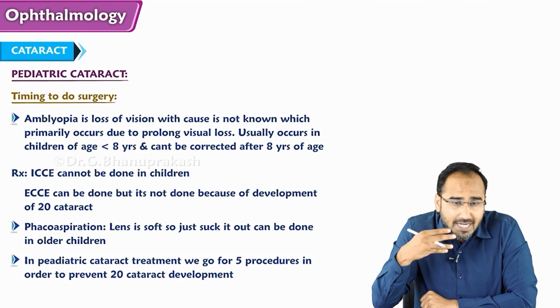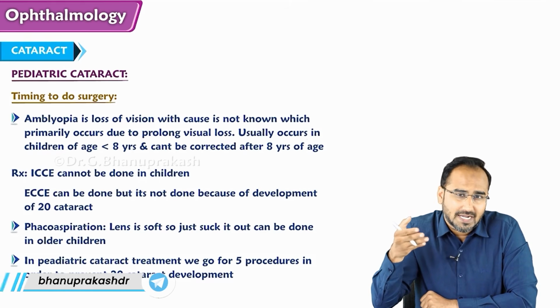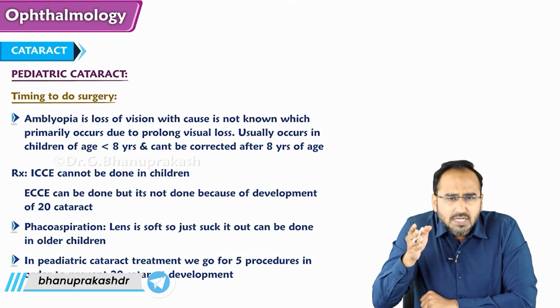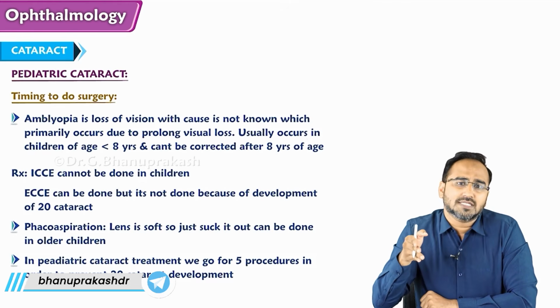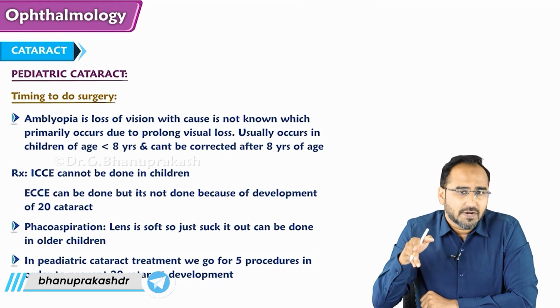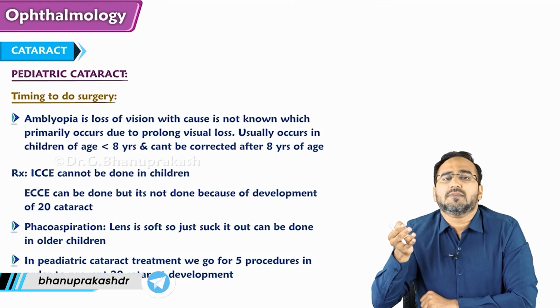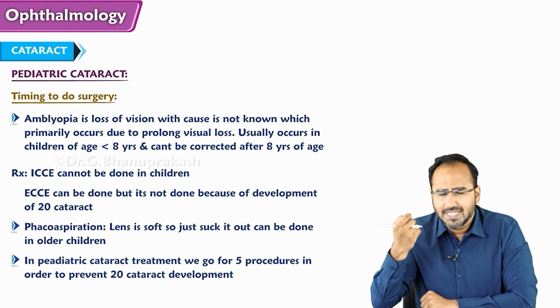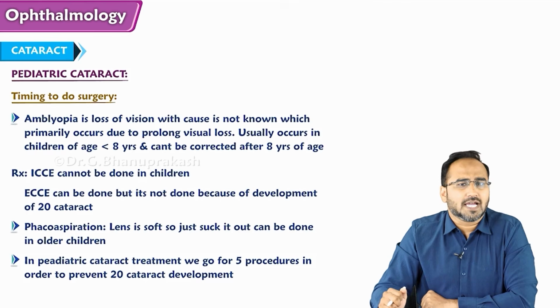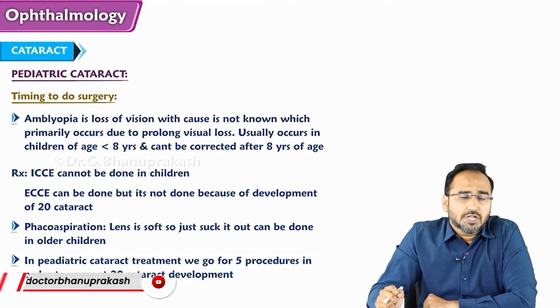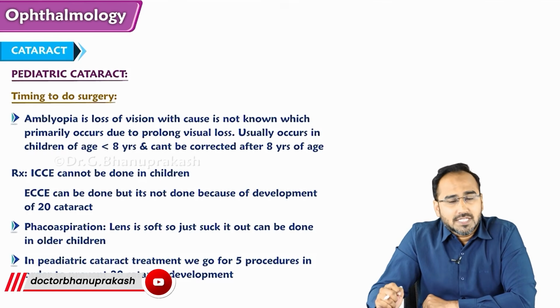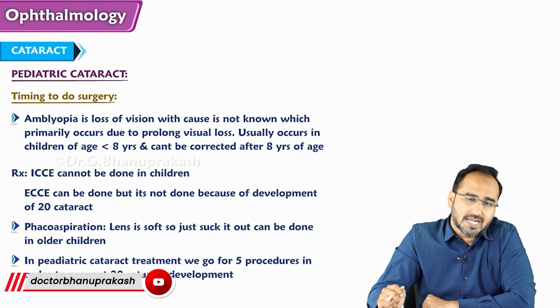Why? Because the pediatric eye is growing every day. So at least the child should be 2 years old, so that you can calculate the power of the eye. Then after calculating the power of the lens, you can place an IOL. That kind of IOL, placed after the child becomes 2 years old, is called a secondary IOL.